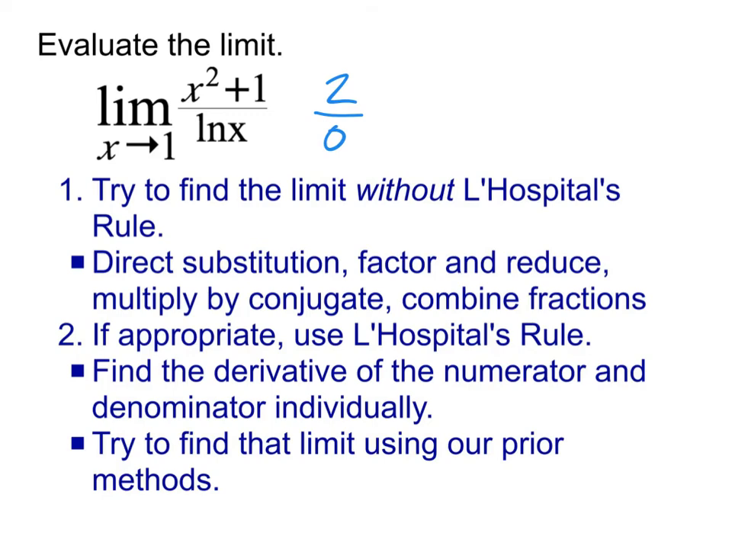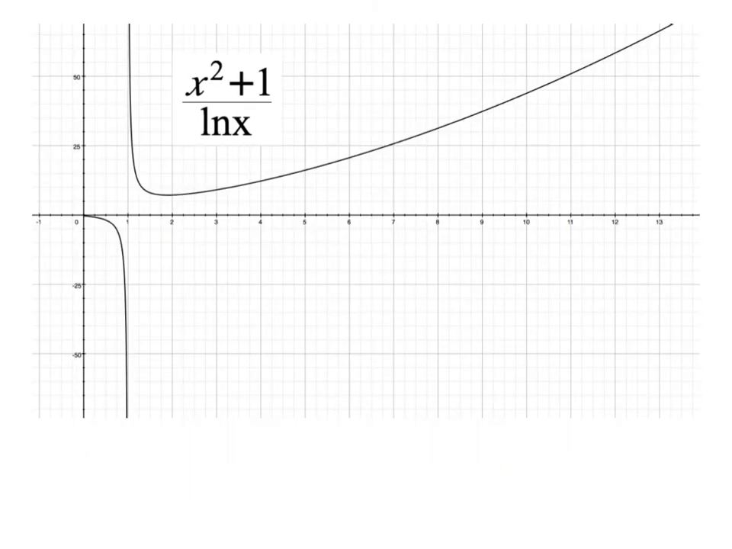So what is happening with this limit? Well, take a look at the graph here. You'll notice that as we're approaching 1, we're approaching an asymptote. And so in this particular case, the limit does not exist because it's different from the left and from the right.